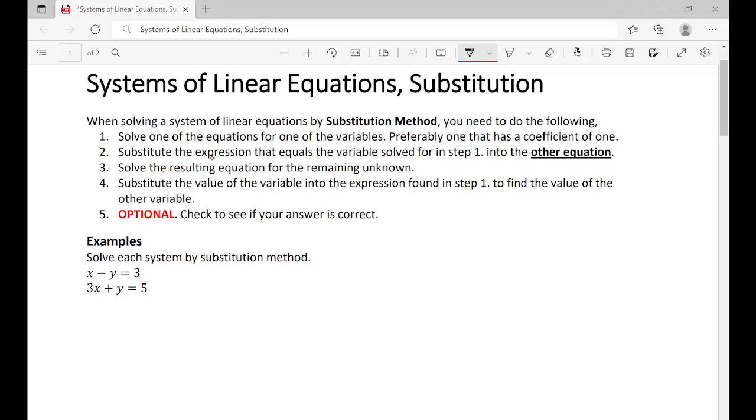Step 2. Substitute the expression that equals the variable solved in step 1 into the other equation. Don't plug it back into itself. Step 3. Solve the resulting equation for the remaining unknown. And then finally, substitute the value of the variable into the expression found from step 1 to find the value of the other variable. Again, an optional step. You can plug your answers into the equations to see if they're correct, but you do not need to do that. That's just a check to make sure you're doing it right.